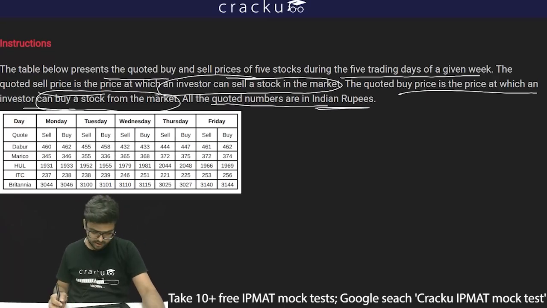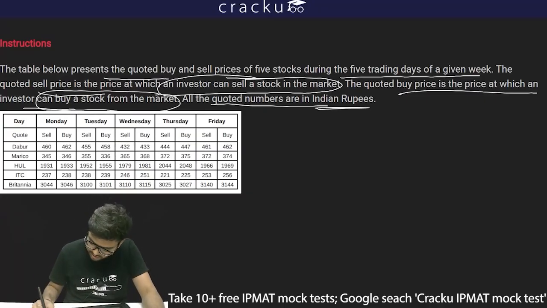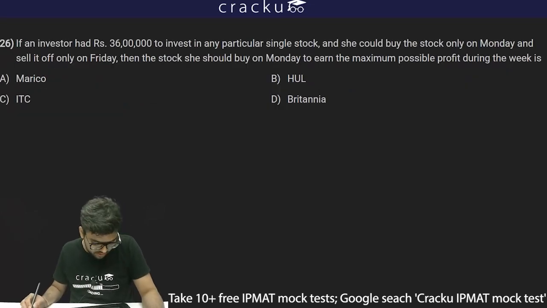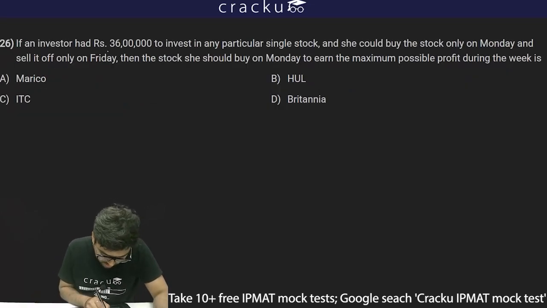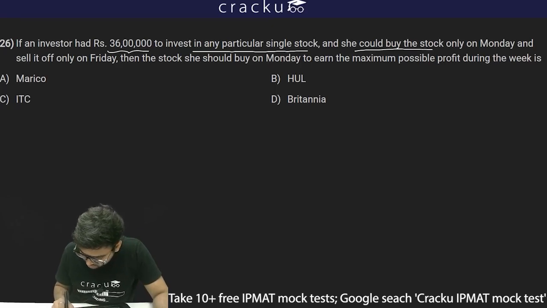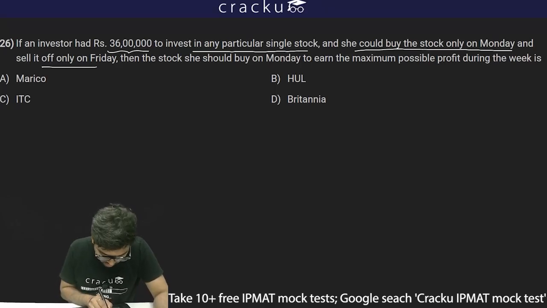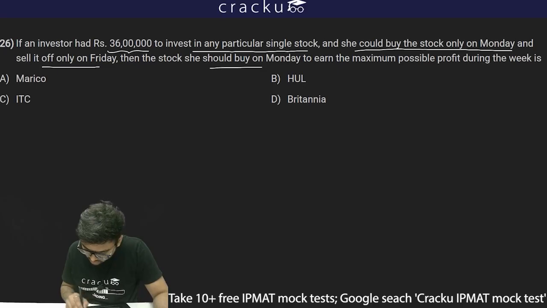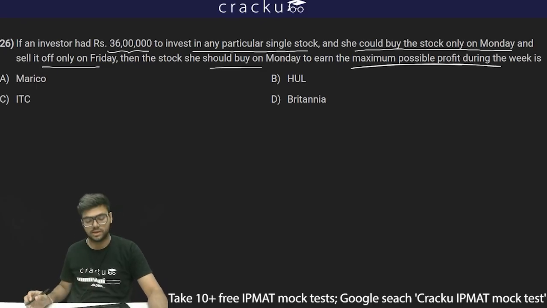All the quoted numbers are in Indian rupees. So we cannot do anything. We have to see the questions, and as per the questions, we have to answer them accordingly. So let's look at question number 1. Question 1 is saying, if an investor had rupees 36 lakhs to invest in any particular single stock, and she could buy the stock only on Monday and sell it off only on Friday, then which stock would she buy on Monday to earn the maximum possible profit during the week?